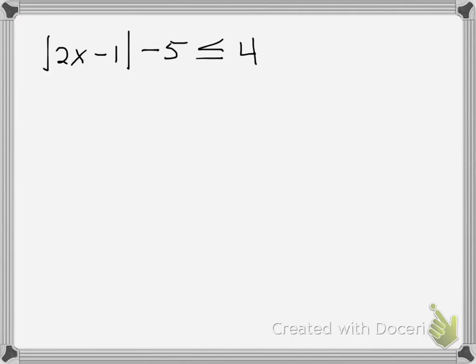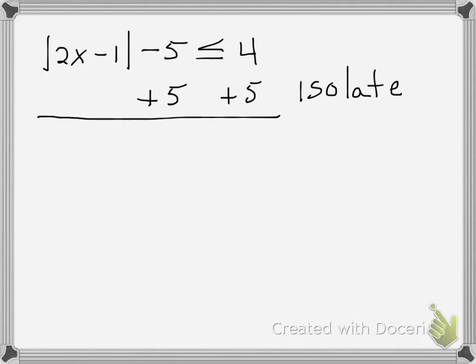So here's my example. We start with isolating the absolute value. The step I'm going to take is to add 5 to both sides. So I bring down the absolute value of 2x minus 1 is less than or equal to 9. All right, that was step 1. Done. Step 2 is to write a three-way inequality.